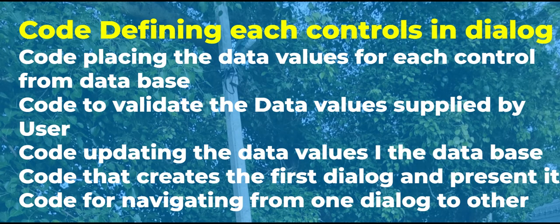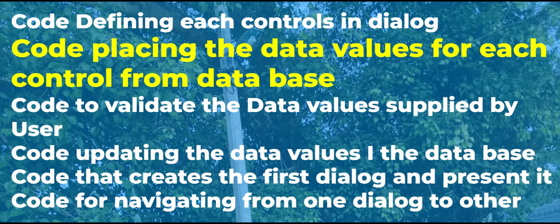In a traditional development environment, code will be written for each dialogue screen width. Code defining each control's items in the dialogue. Some assistance may be provided with varying degrees of sophistication to generate the code, not eliminate the code. Code placing the data values for each control from the database. Some assistance may be provided with varying degrees of sophistication to eliminate the code.